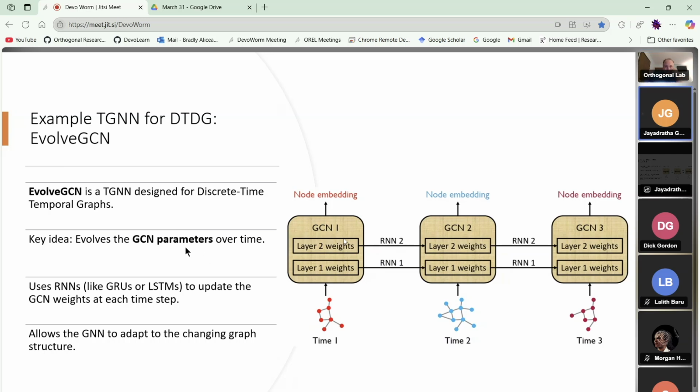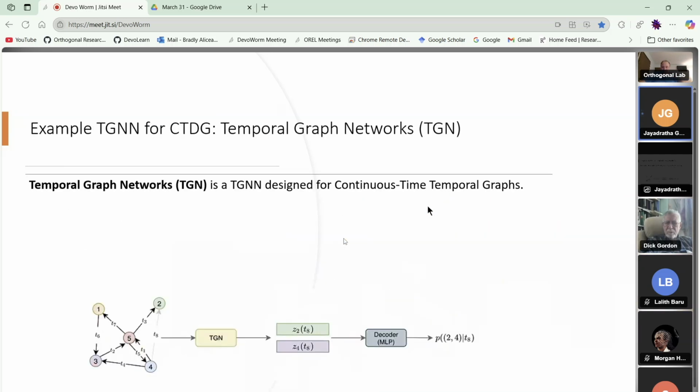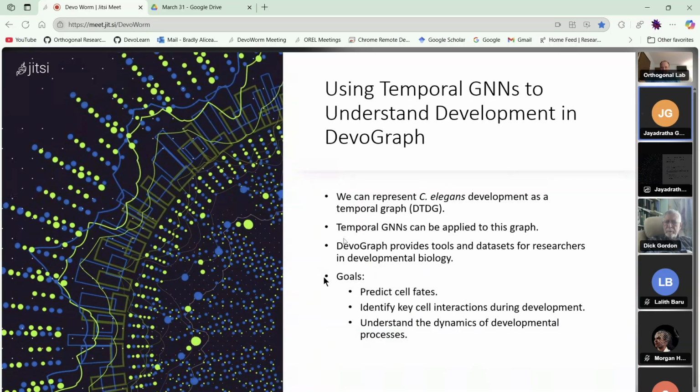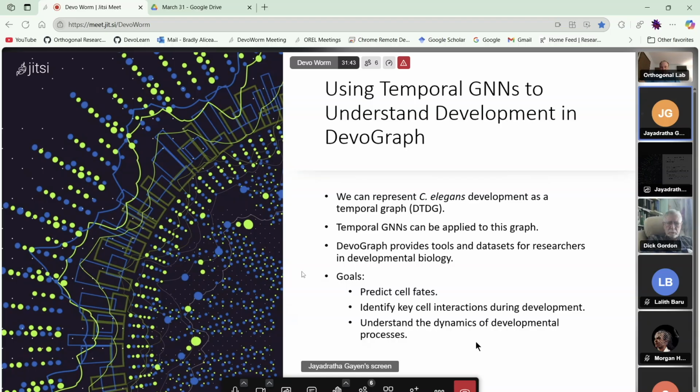Yeah, I think we can explore both of them. But initially, I believe we can work with DTDG, discrete time dynamic graphs, because we already have information on different timestamps. There are different timestamps already there in the data sets, so we can work on that and try to predict. And maybe my answer will be that for different tasks, we'll use different networks. As I was saying here, for predicting the cell fates, we can use DTDG. For understanding the dynamics of development, we can use CTDG.